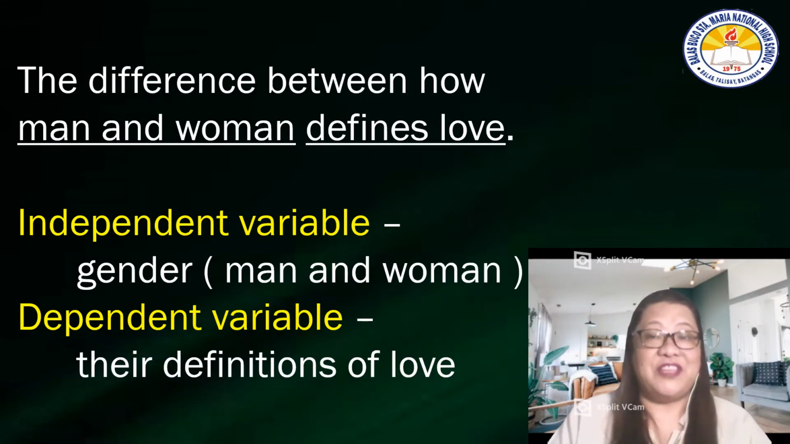Let us have this one. The difference between how man and woman defines love. In this given example, the independent variable is the gender, the man and the woman. On the other hand, the dependent variable is their definitions of love.